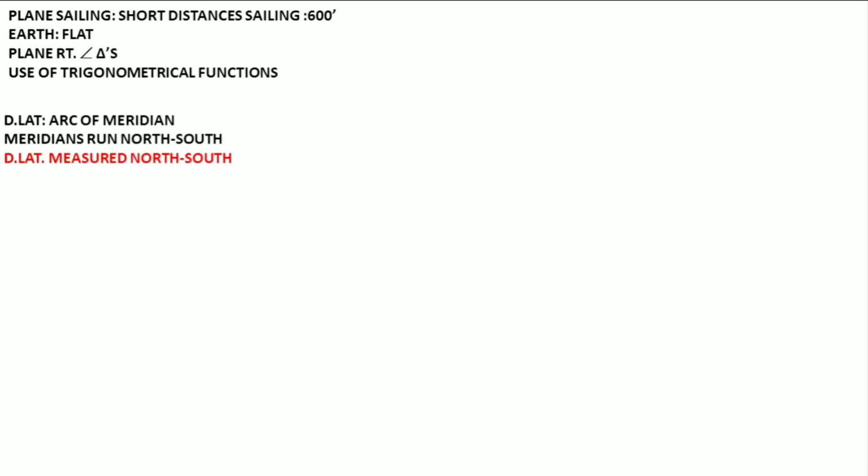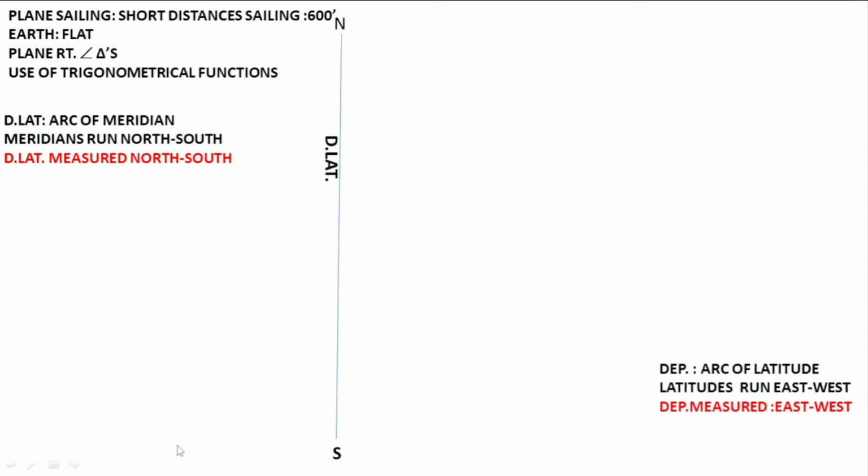So this, we have already talked about it, that D.LAT is the arc of the meridian. Meridians are running north and south. So the D.LAT has to be always measured along north and south. Similarly, we talked about departure is the arc of the latitudes. Latitudes run east and west, so departure is always measured east and west.